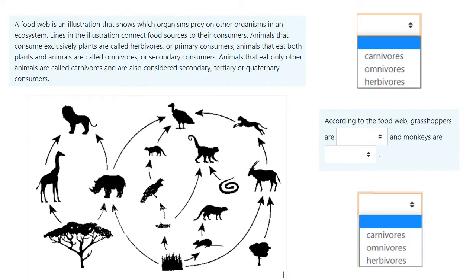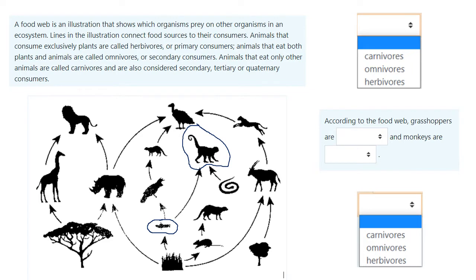For the next two questions, we're given two sources of information. There's a short paragraph and a diagram. And we're asked firstly, according to the food web, grasshoppers are, and we're given the options of carnivores, omnivores, or herbivores. And monkeys are, and we have the options of carnivore, omnivore, and herbivore again. Now, the first thing that we need to do is look for the grasshopper and look for the monkey. This little thing down here is the grasshopper. This thing is the monkey.